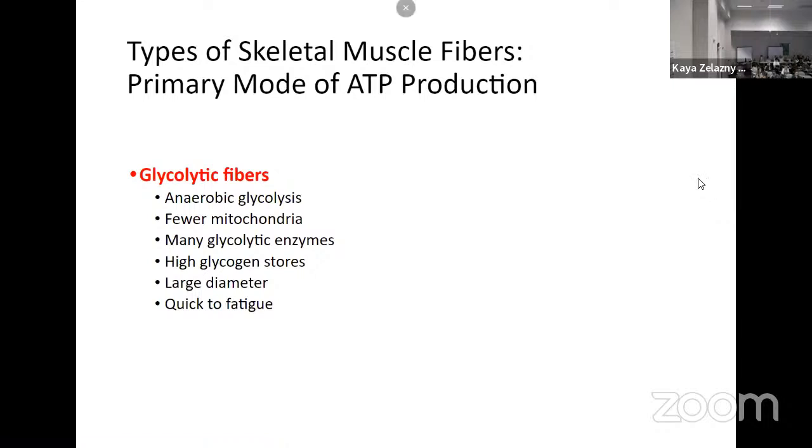All right, so what I was previewing for you, right? Our glycolytic fibers, one of the end results of the ways in which they're different from oxidative fibers is going to be that they're quick to fatigue. So they get tired more quickly. But in terms of their defining characteristic, they're defined by the type of metabolism that they do, right?